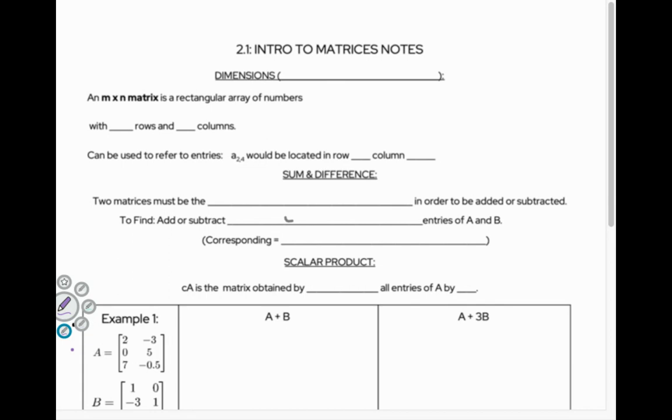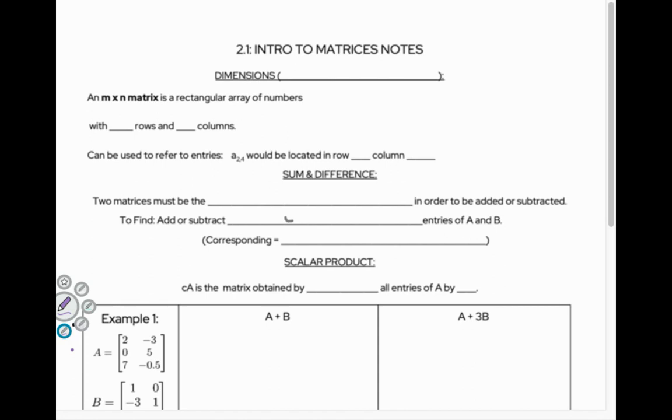In this lesson, we're going to learn about what a matrix is and its dimensions, as well as how to do basic operations with them. First things first, let's talk about the dimensions. We talk about matrices based off of two dimensions. They're made of rows and columns.